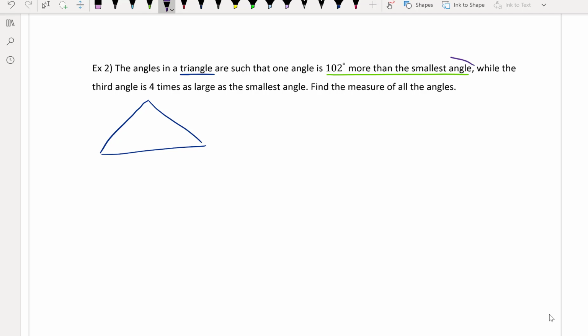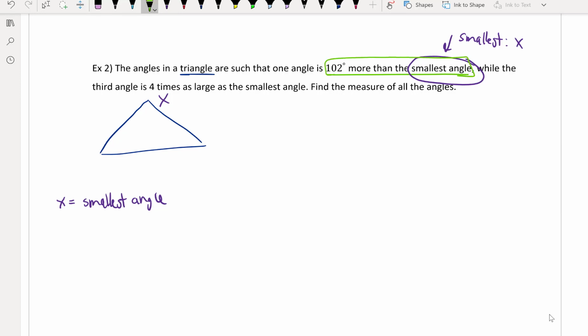So your point of reference here is going to be your smallest angle. So your smallest is your unknown. So let's say that's x. So we can say that x is going to represent the smallest angle. So there's x. So I know that one angle is 102 more than that. So 102 more than the smallest, well, that "more than" tells you to add. So you're adding 102 plus your unknown, which is your smallest.